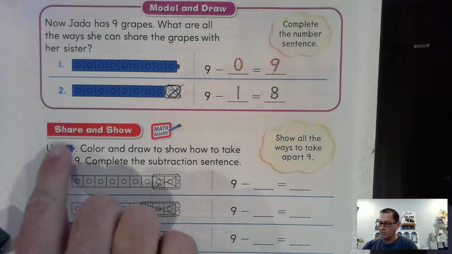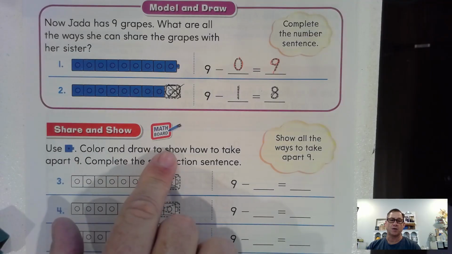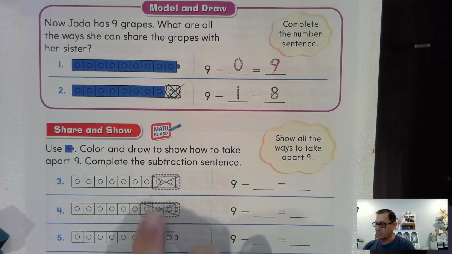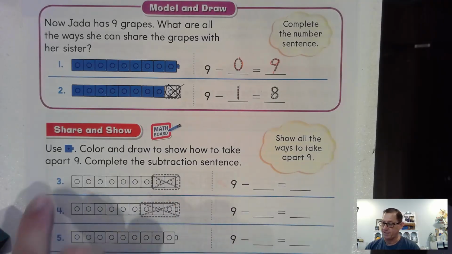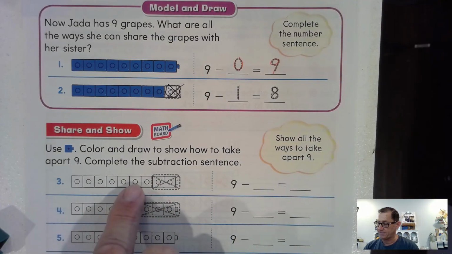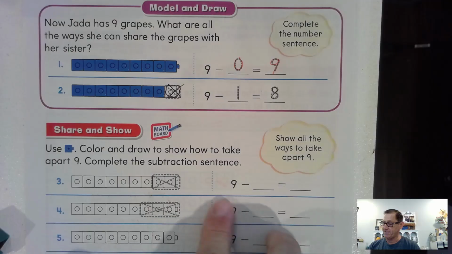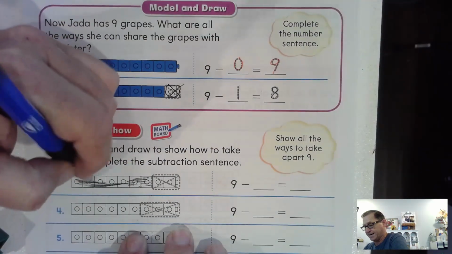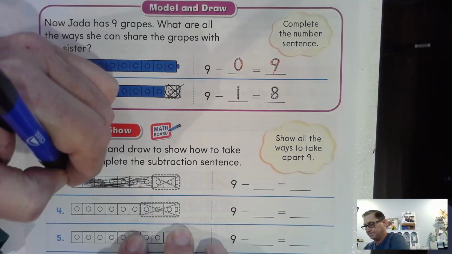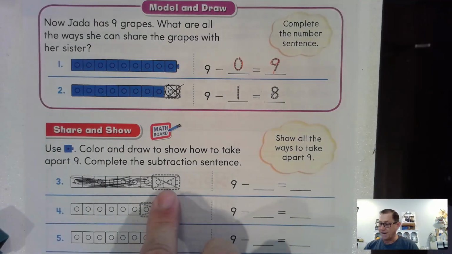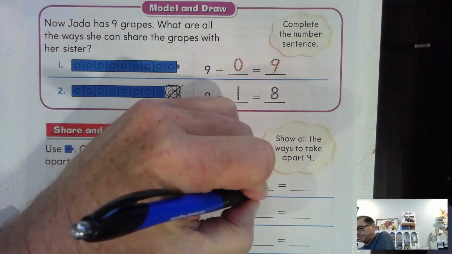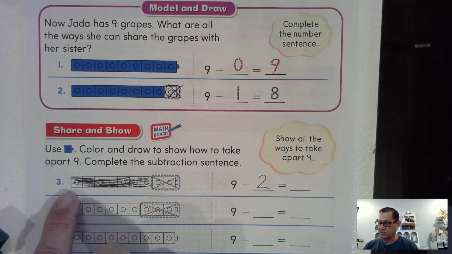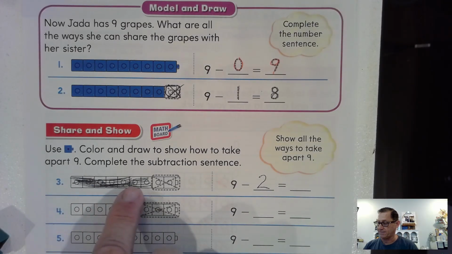All right, so use the cubes, color and draw to show how to take apart 9. Complete the subtraction sentence. Okay, so here how many are being taken away? 1, 2, 3, 4, 5, 6, 7, 8, 9. So we still have 9 cubes, right? So I'm going to go ahead and color those 9 in. Okay. We took away 2. So 9 take away 2 is 7. And we can check that. 1, 2, 3, 4, 5, 6, 7.